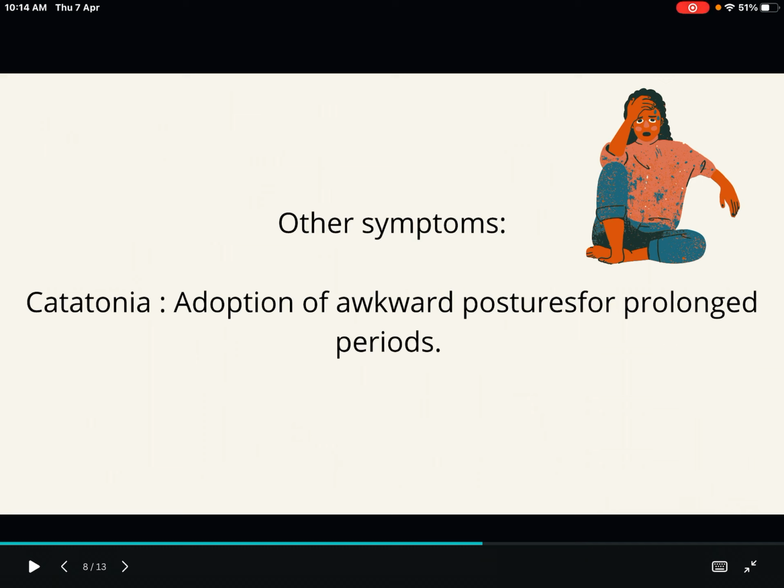What are the other symptoms? Catatonia. What is this catatonia? Adoption of awkward posture for prolonged periods. The patient will be adopting an awkward posture and that will be for a prolonged period. So that is known as catatonia. That is the other symptom. So positive symptoms we learned, negative symptoms we learned, and among other symptoms, only one is there, catatonia.